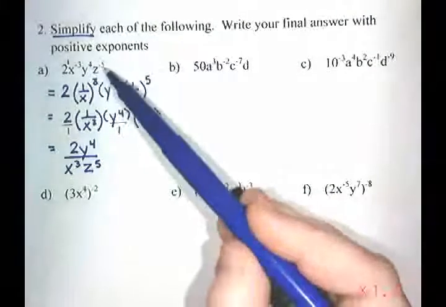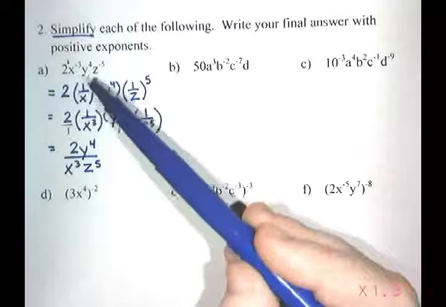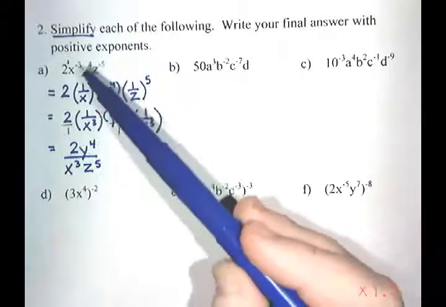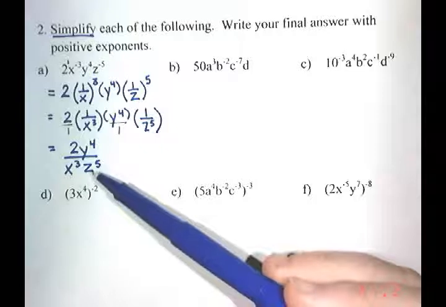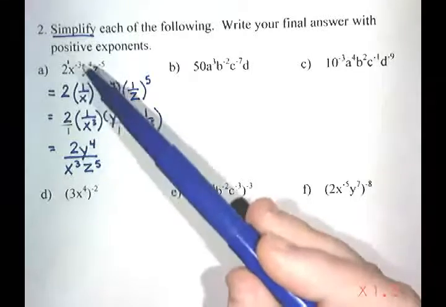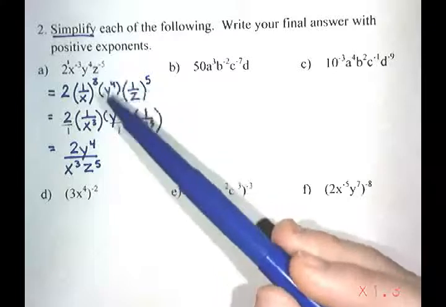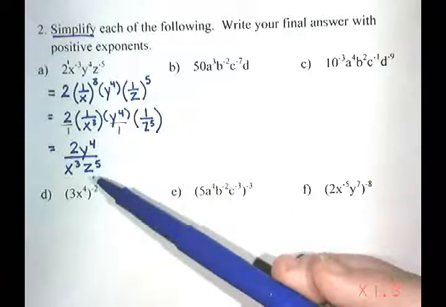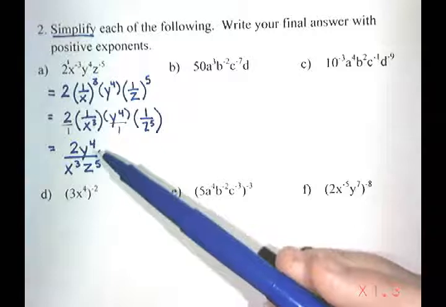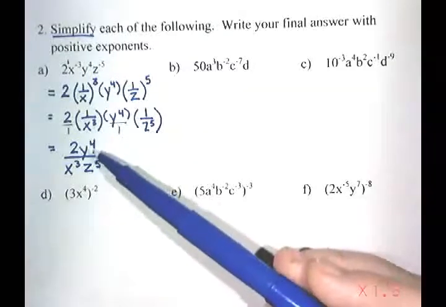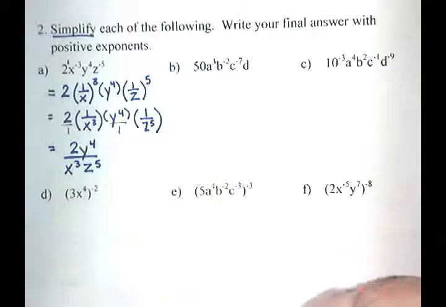Now, I want to take a look and see how I got from here to here. I noticed that the 2 and the y stayed in the numerator, but the x and the z flipped down into the denominator. So there is a shortcut here. If you have negative exponents and you have a bunch of terms together, the negative ones are going to flip down into the denominator, and the ones with the positive exponents are going to stay in the numerator. So when we try the next one, we're going to try to see if we can do it without doing all the middle steps. But if you find that too challenging, you're welcome to put the middle steps in if you like.